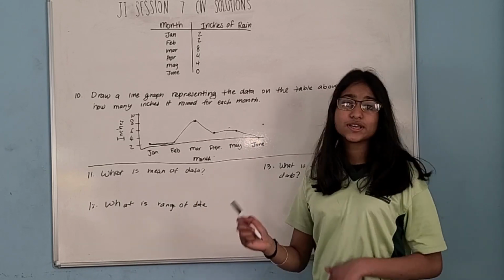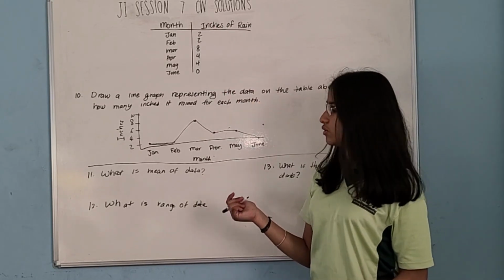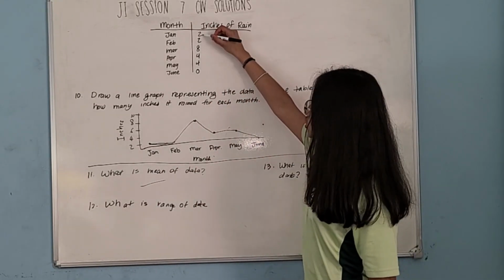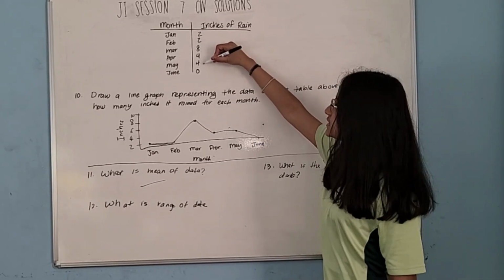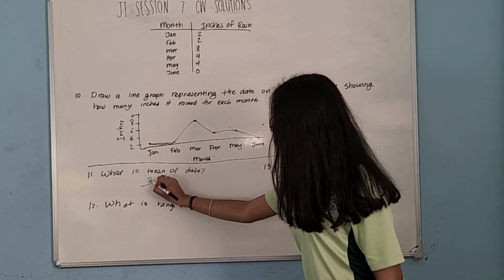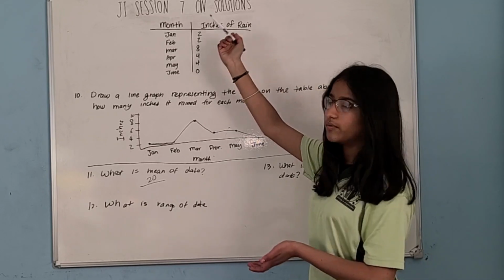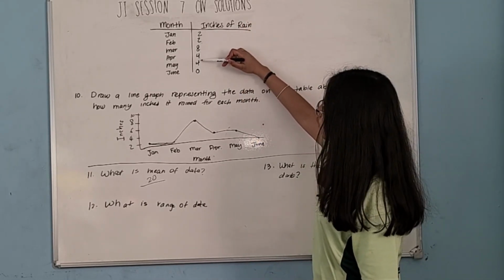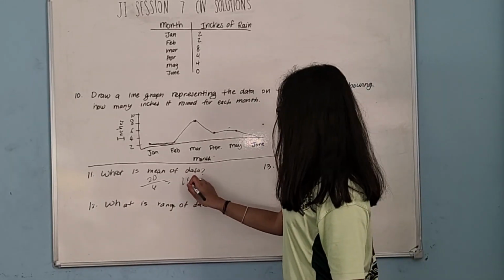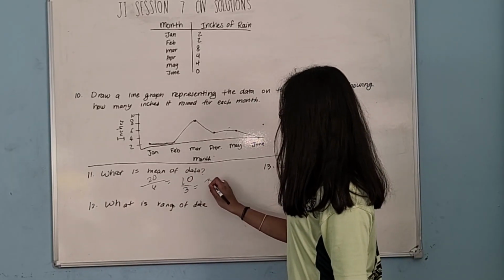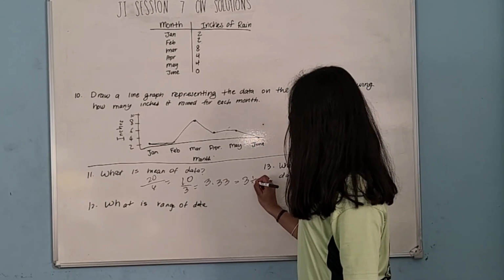Now for number 11. What is the mean of this data? Again, we know that the mean is the sum of all these numbers over the total number of numbers. So the sum is 2 plus 2 is 4. 4 plus 8 is 12. 12 plus 4 is 16, and 16 plus 4 is 20. So we know that the numerator is 20. The denominator is the number of numbers there are, which is 1, 2, 3, 4, 5, and 6. So it's about 20 over 6, which is 10 over 3, which is about 3.33, or you could just say 3 1/3.